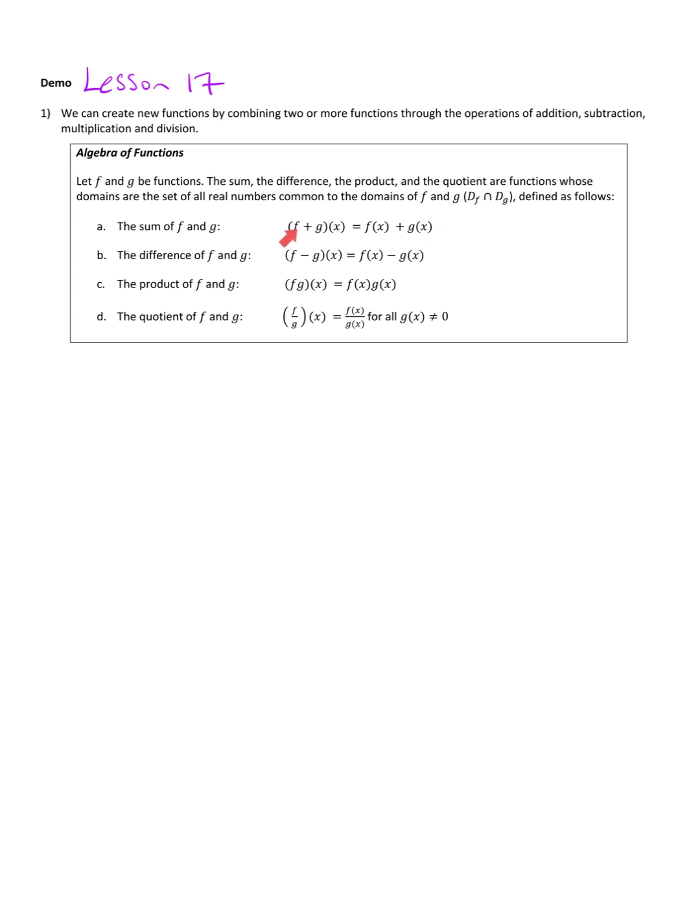And it's pretty straightforward in terms of the arithmetic. If you want to take the sum of f and g, it's just f of x plus g of x. The difference is f of x minus g of x. The product is f of x times g of x. The quotient is f of x over g of x. And we have an additional restriction on the domain in that g of x cannot be 0.